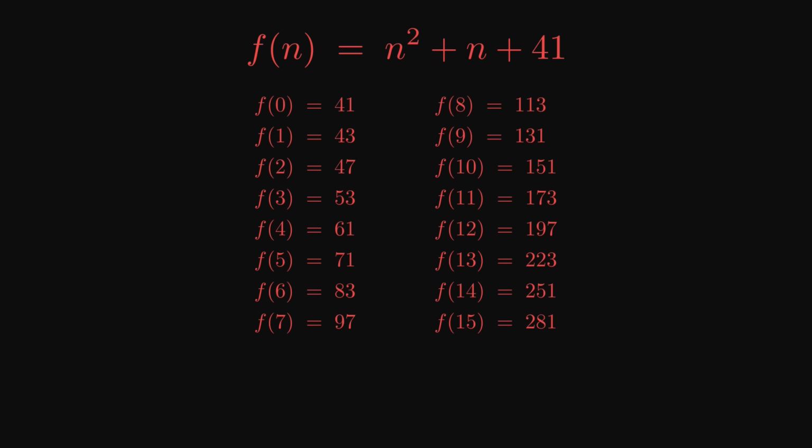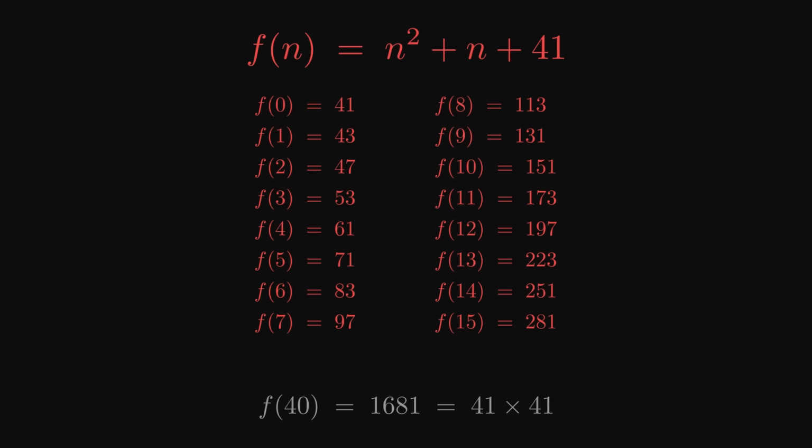Every value from n equals 0 up through n equals 39 is prime. 40 primes in a row. At n equals 40, Euler's polynomial gives 1681, which factors as 41 times 41. The first composite. After that, primes thin out. But Euler's polynomial continues to produce primes at an unusually high rate, far higher than a random quadratic of that size should.